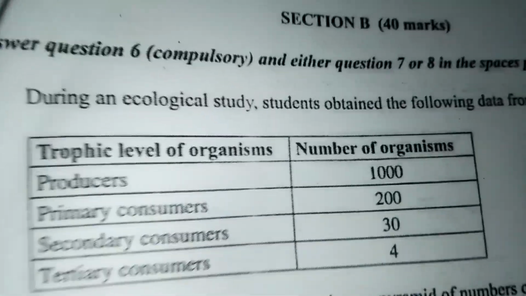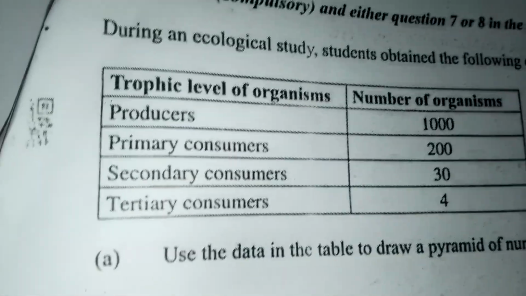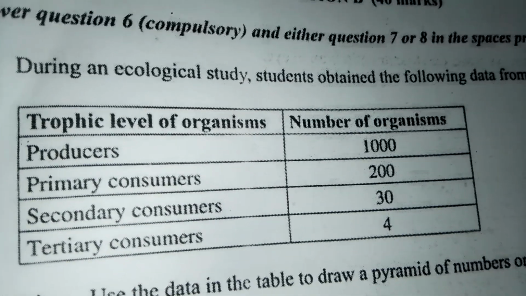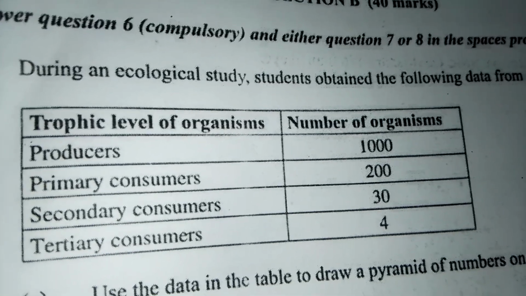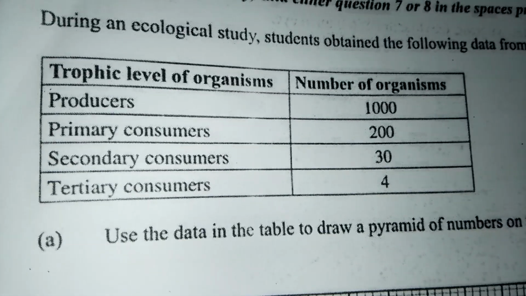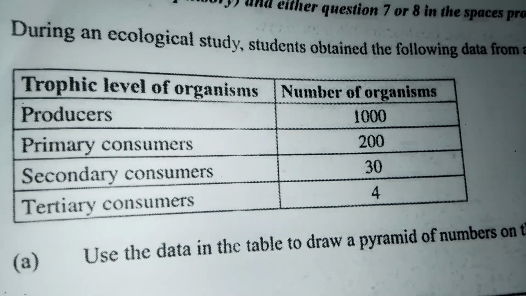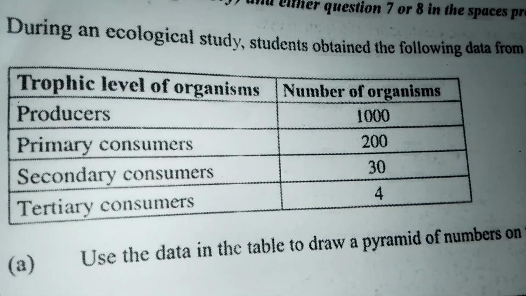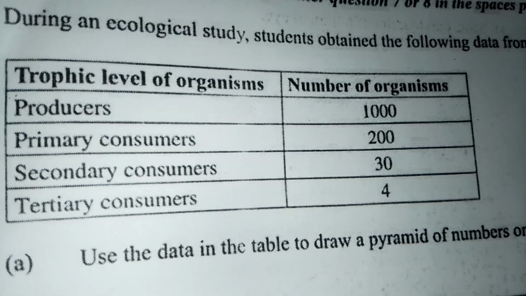During the ecological study, students obtained the following data from a certain ecosystem. Trophic level of organisms: we had producers, with the number of organisms being 1,000, primary consumers 200, secondary consumers 30, and tertiary consumers 4.